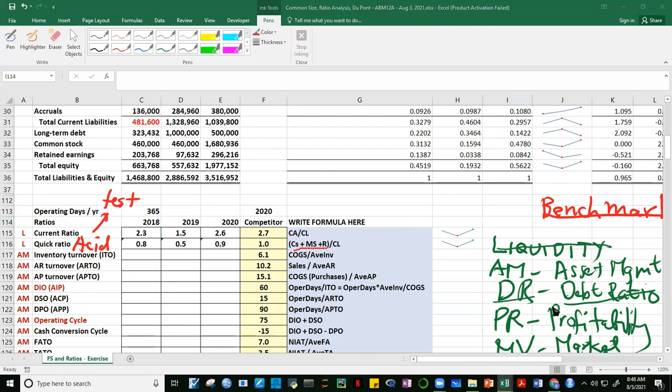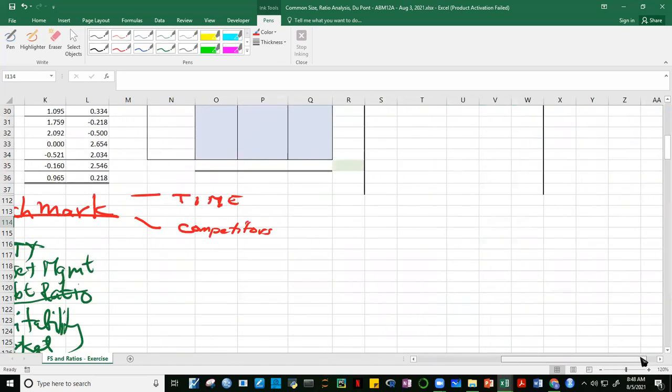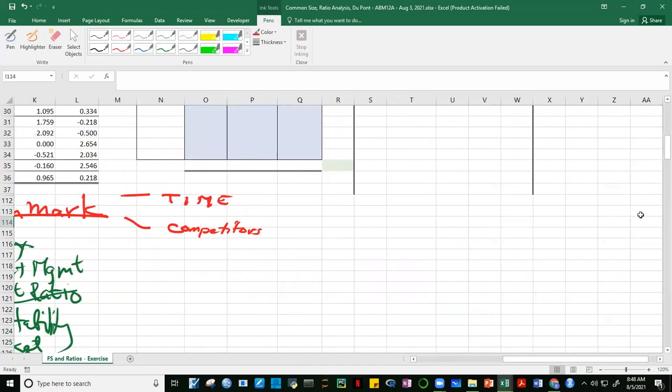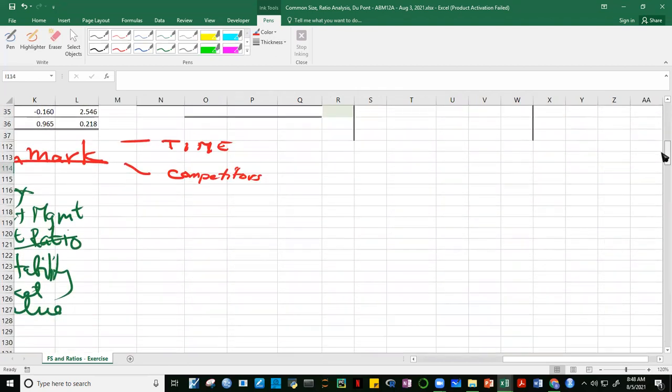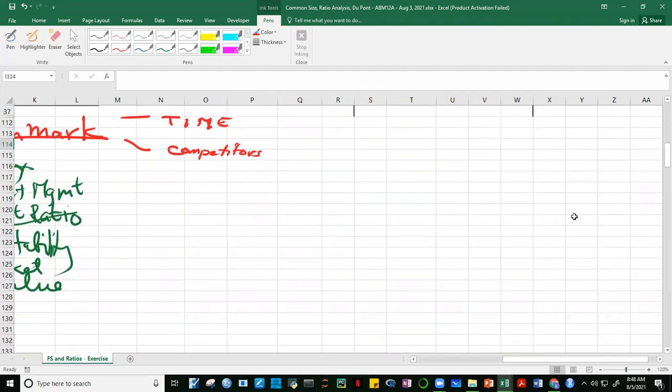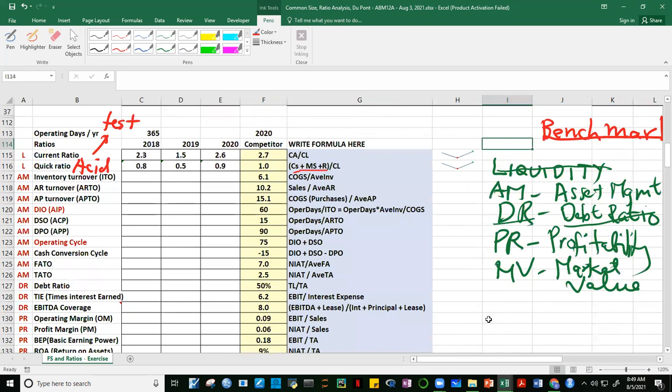Okay, clear yan guys, clear? Paki-chat nga kung clear yung liquidity natin. Kindly please, kindly chat if yung concept ng liquidity ratio is clear. Okay, thank you. Okay, others guys? Feedback please kung clear yun so far. Okay.